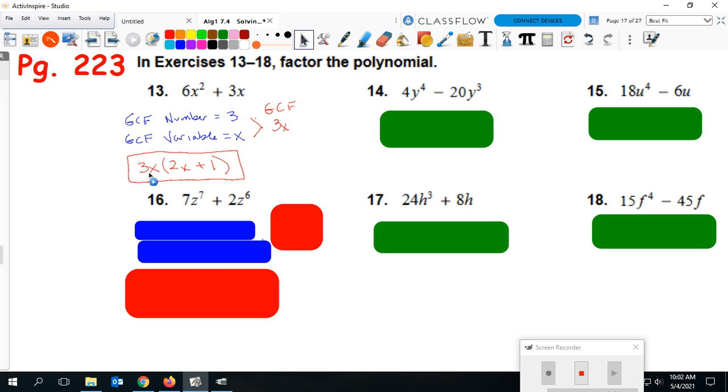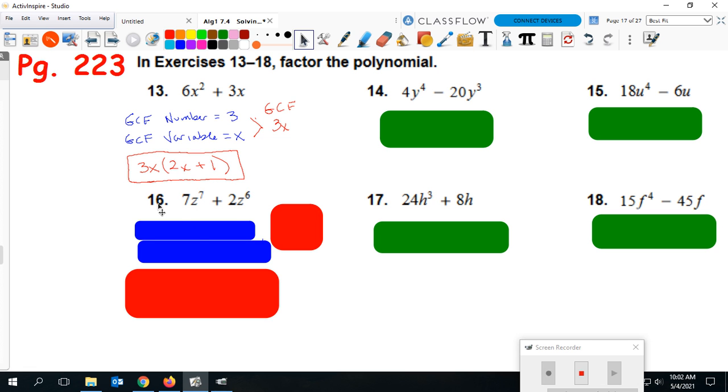We can always check to see if we got this right. If we multiply it back in by the distributive property here, 3x times 2x would give me my 6x squared. 3x times the 1 is the 3x. And we know we're correct. We know we did that correctly, as long as there are no more GCF parts between these two. There's nothing else in common between those two terms.